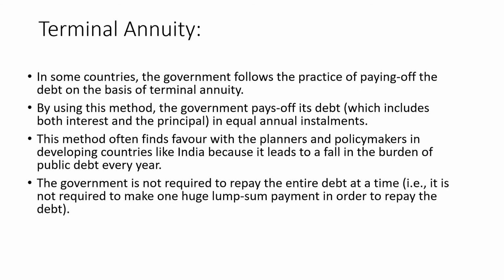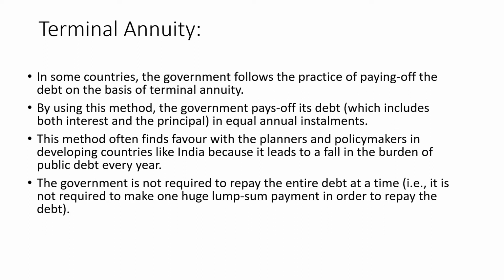Now, the third method is terminal annuity. What does terminal annuity mean? Here, we could see that in some countries, the government follows a practice of paying off its debt on the basis of terminal annuity. This method means that the government pays off its debt in equal annual installments.